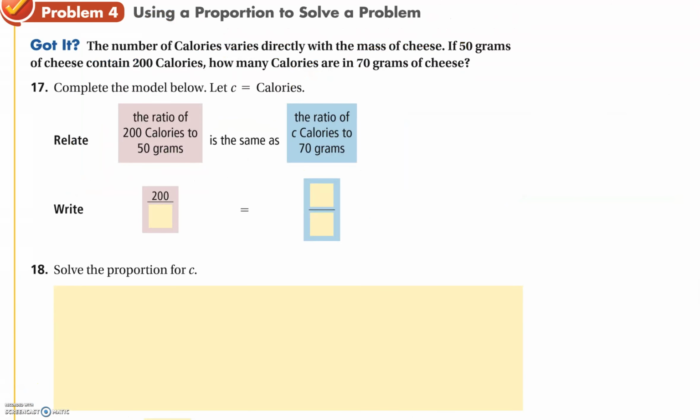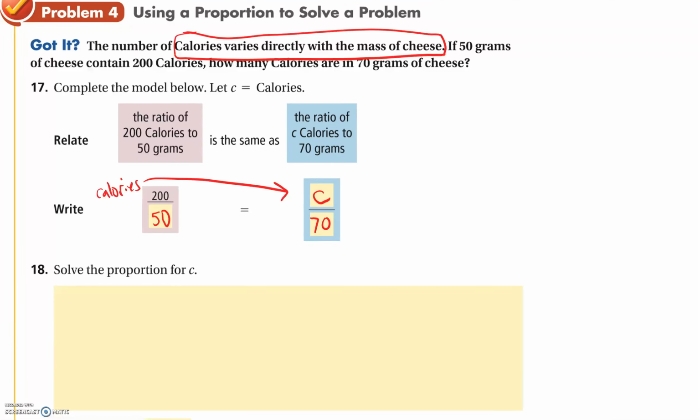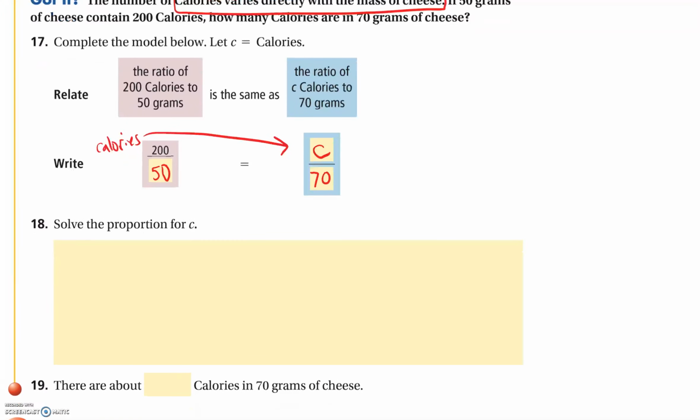We're going to look at a problem here that is more of a word problem, but it's the same as the previous problem as far as how it's set up. It's saying the number of calories varies directly with the mass of cheese. 50 grams of cheese contain 200 calories. How many calories are in 70 grams of cheese? So it looks like we're going to take calories as our numerator. You want to make sure the calories go in the numerator up top. On the other ratio, we don't know it, so we're going to put a C. It's over 50. And then we know this is 70 grams.